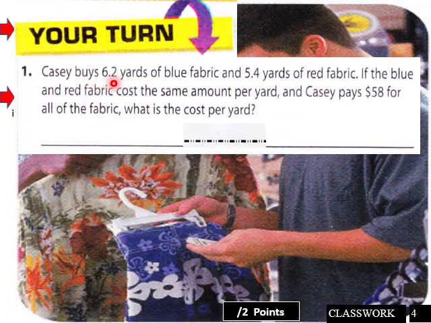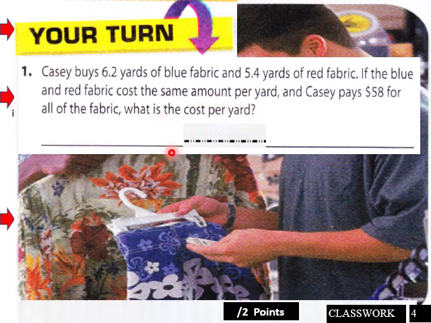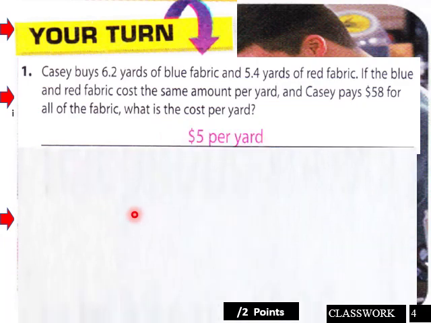Okay, so now it's going to be your turn, students. Casey buys 6.2 yards of blue fabric and 5.4 yards of red fabric. If the blue and red fabric cost the same amount per yard and Casey pays $58 for all of the fabric, what is the cost per yard? So how would we do that one? That's going to be up to you, students, to do that. And we're going to go on.